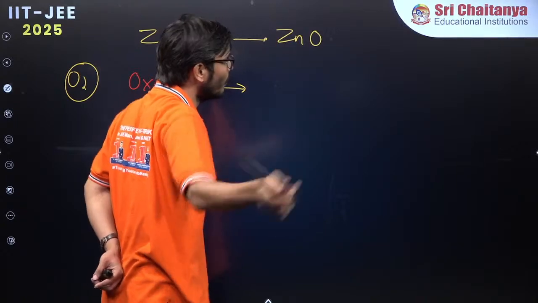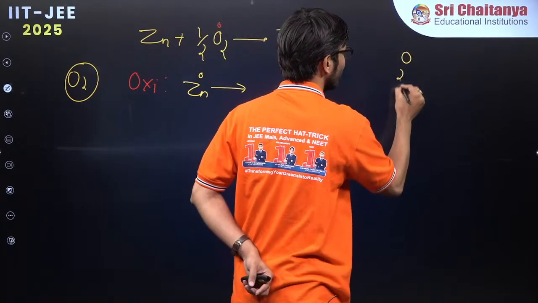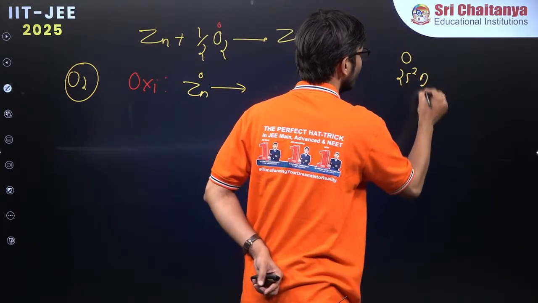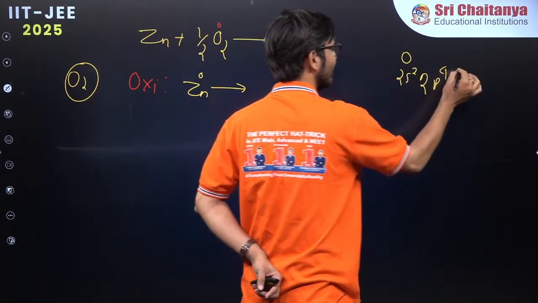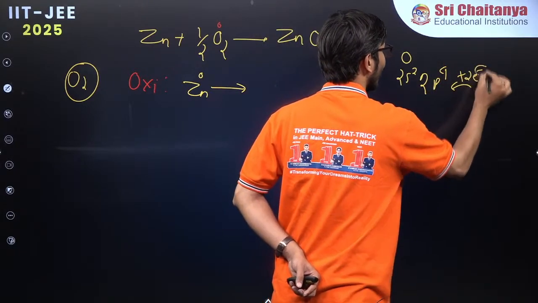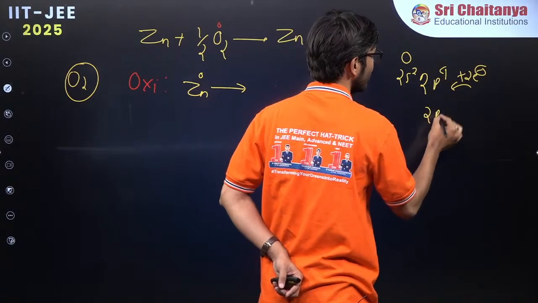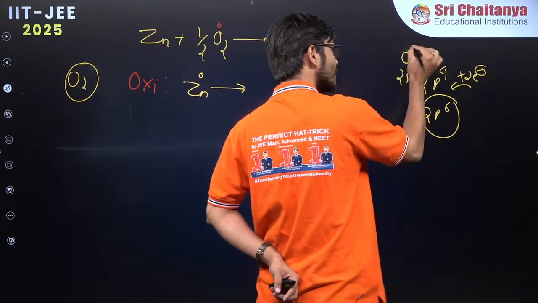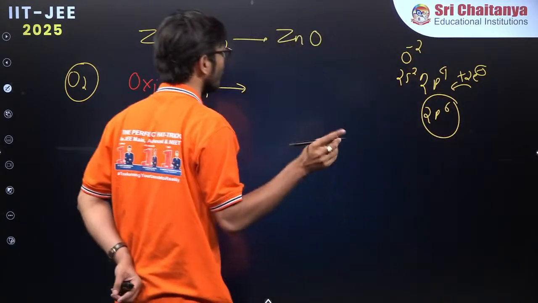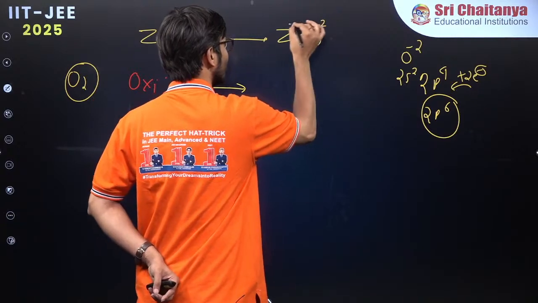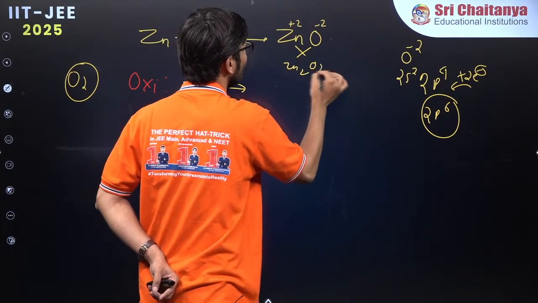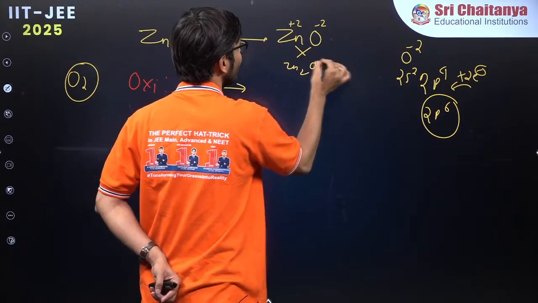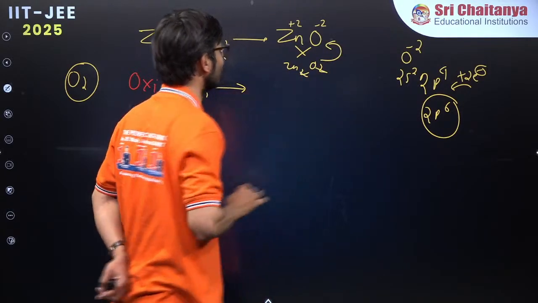We all know that oxygen's electronic configuration is 2s2, 2p4, right? Now to complete the octet, it gains 2 electrons. Because it gains 2 electrons, it becomes 2p6. And because it is gaining electrons, it will become -2. That means this is -2 and this is +2. If you do the crisscross, this is Zn2O2. And what is the simplest formula? Zinc oxide. The 2 will be cancelled out, right?